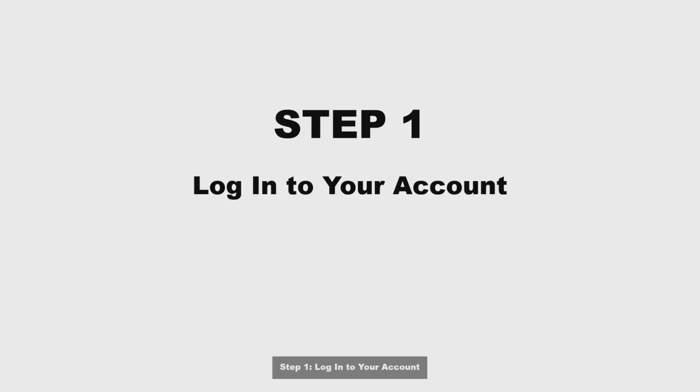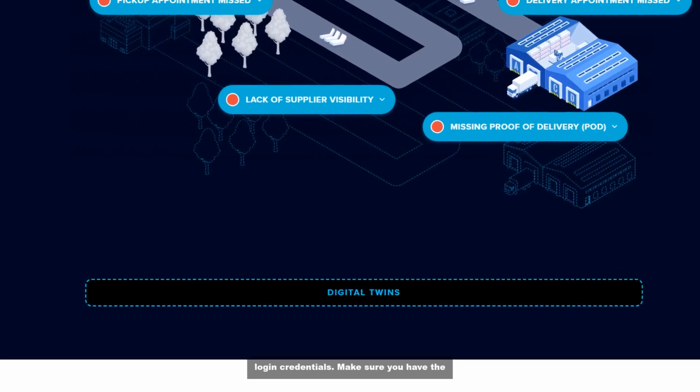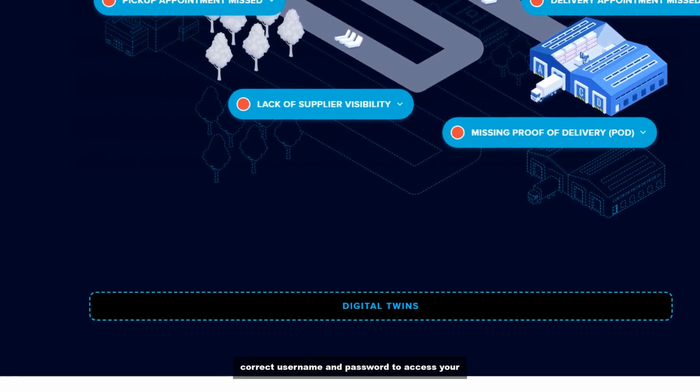Step 1. Log into your account. Visit the FourKites website and enter your login credentials. Make sure you have the correct username and password to access your accounts.